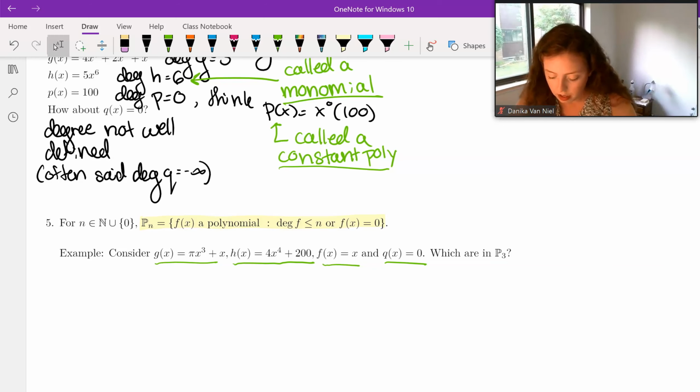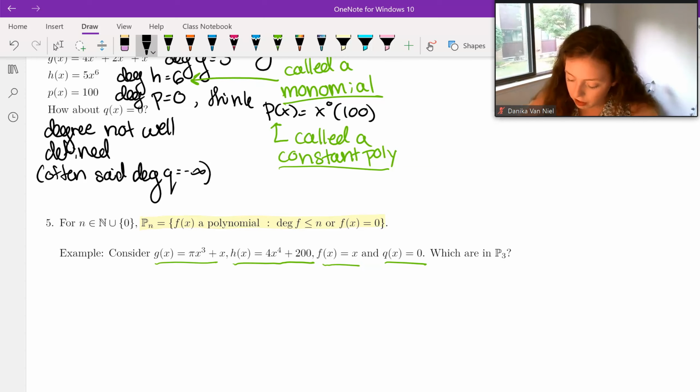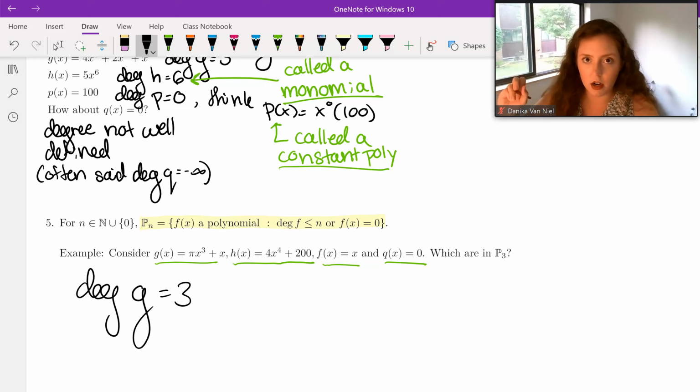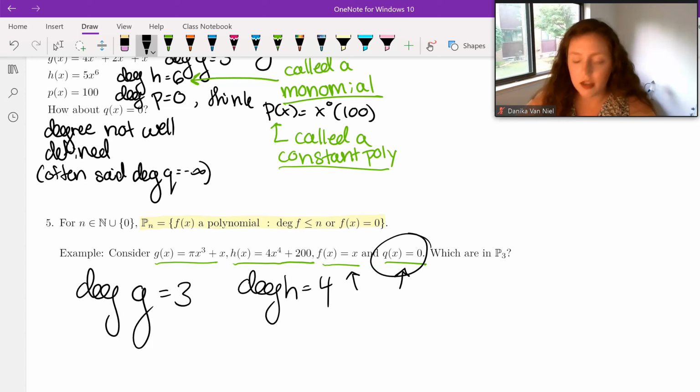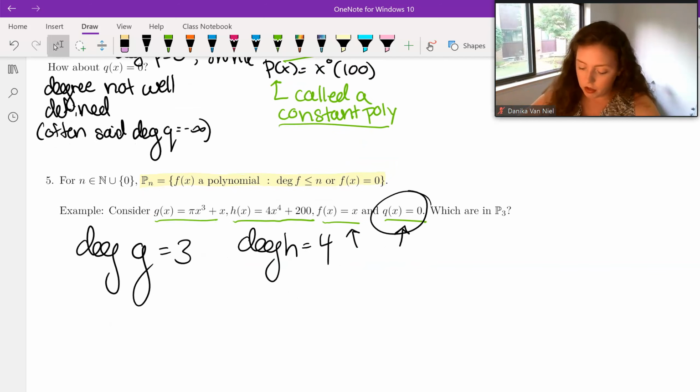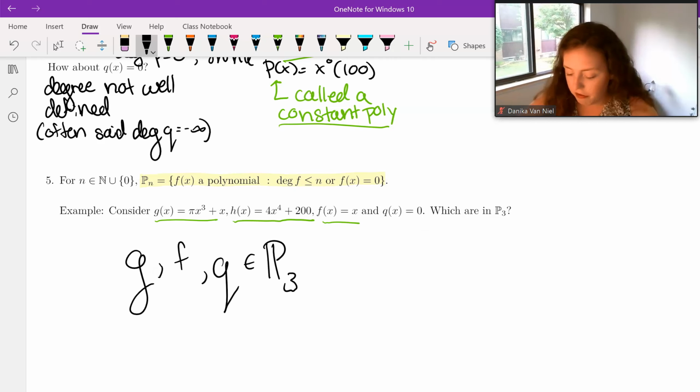So let's start with the first one. So really what we need to look at is: is it the zero polynomial, or what's its degree? Is the degree less than or equal to 3? So the degree of G, oh, well, that's 3. Okay, so that's fine. So G is in our set. Okay, so the degree of H, oh, the degree of H is 4. Okay, so that's not going to be in our set. And then we could do similarly with this one and then this one. But this one, it doesn't have to do with our degree. It's just the zero polynomial is always in our P sub n. Okay? So our answer ends up being that G, F, and Q are in P3, and H is not in P3.